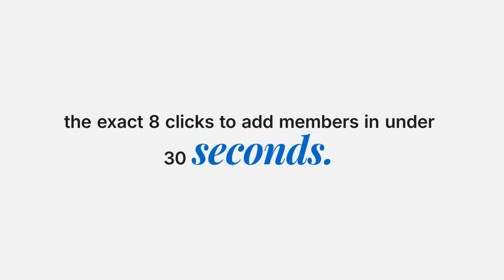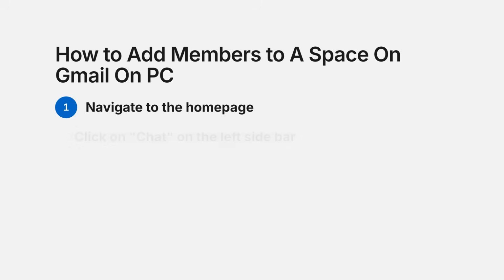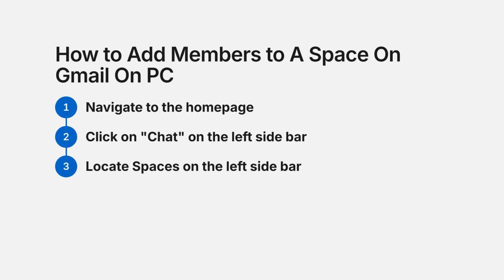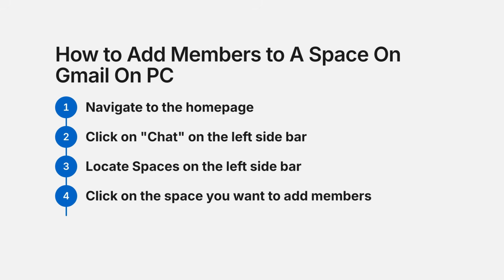Are you tired of clicking around Gmail trying to add someone to a space? Learn the exact 8 clicks to add members in under 30 seconds. First, we'll navigate to the correct space. Then I'll show you the hidden Add Members button and how to send the invitation.